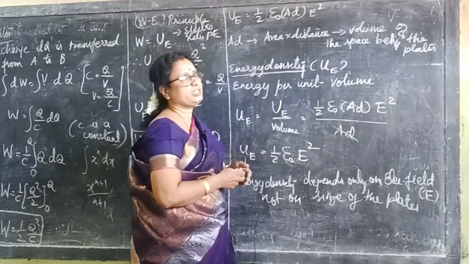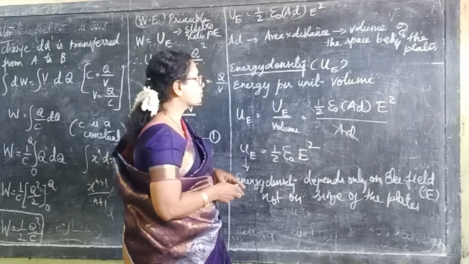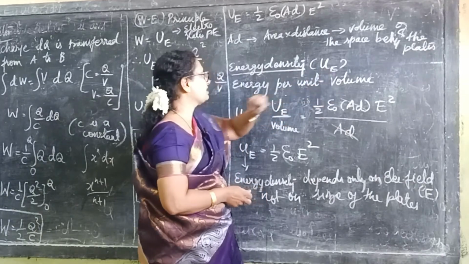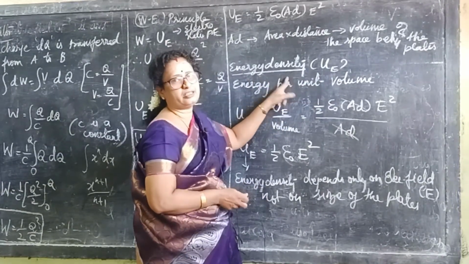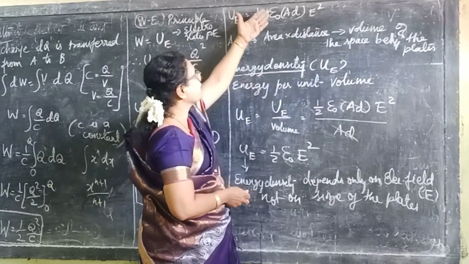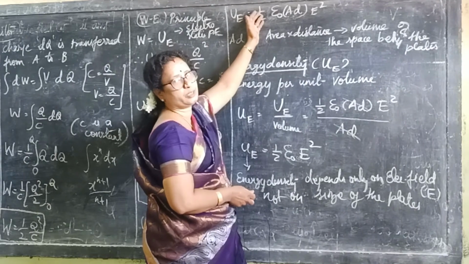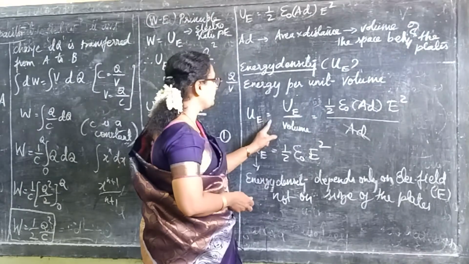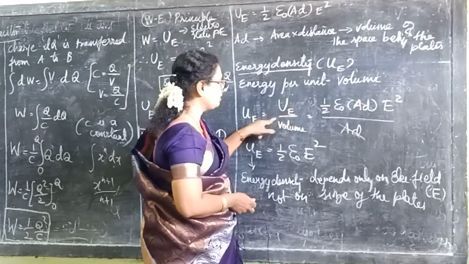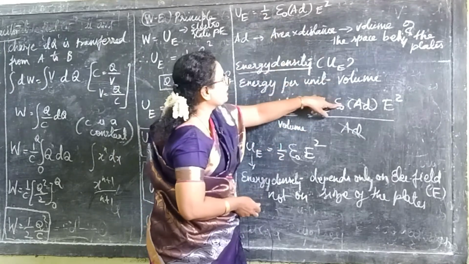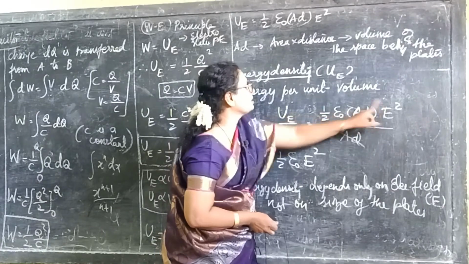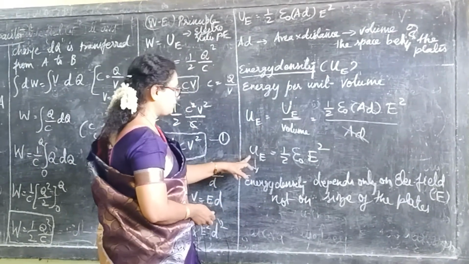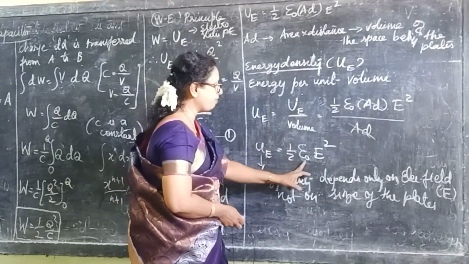Energy density is denoted by small u with suffix e. Electrostatic potential energy is capital U, energy density is small u suffix e. So, energy density is energy per unit volume. We already have a formula for the total electrostatic potential energy, and if we find it per unit volume we get the energy density. So energy density small u_e is equal to electrostatic potential energy U_e divided by volume. Substituting half epsilon naught A d into E squared divided by volume, which is A d, A d will get cancelled. You will have the expression for energy density small u_e is equal to half epsilon naught E squared.